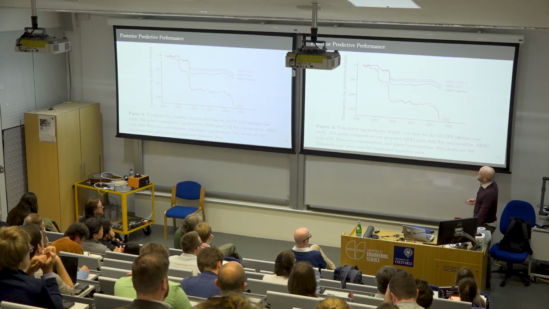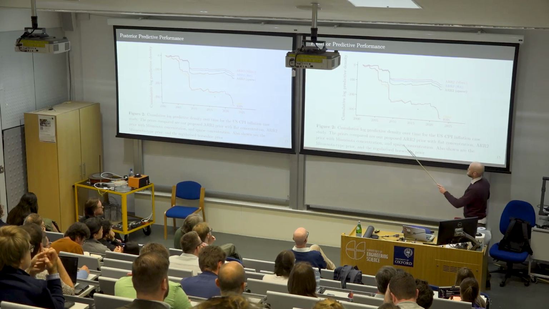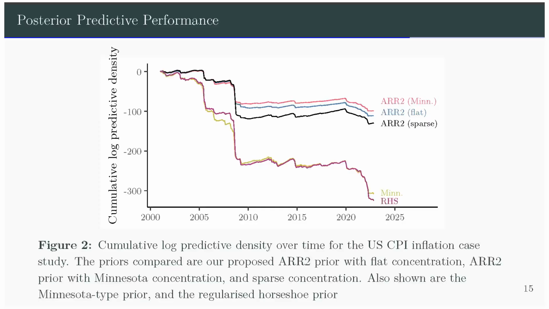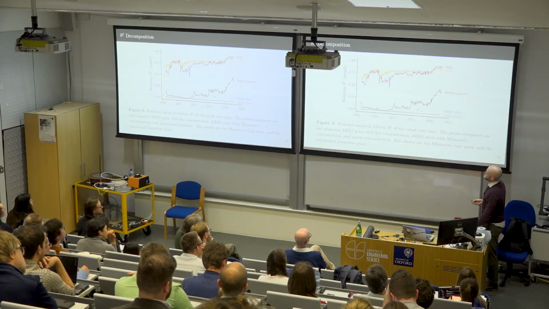And this is also reflected then in predictive performance. Here we have the cumulative log scores over the evaluation period. And what happens is that at certain time points, the priors which put too much weight on the importance of the trend completely miss where inflation is heading. And this is where the AR2 priors do quite a bit better. Yeah, and this is just because less weight is on the trend.